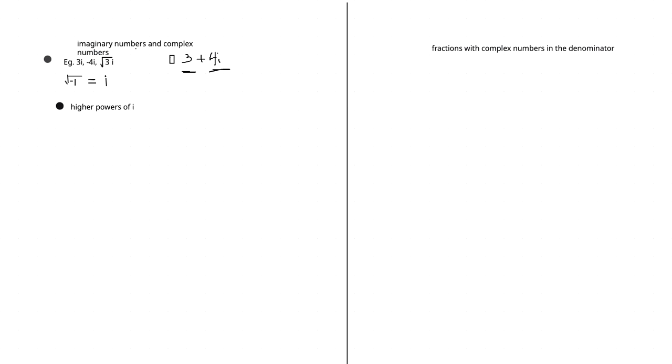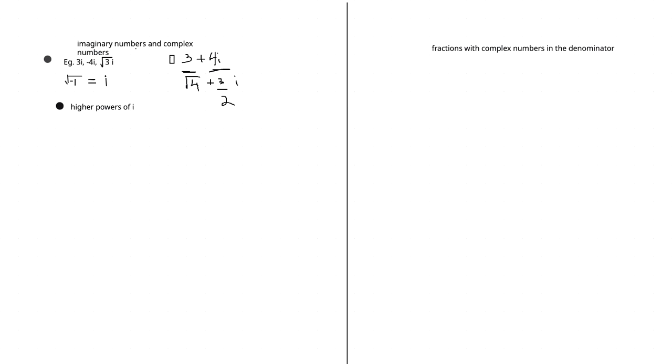So another example would be root of 4 plus 3 over 2i. This is also, sorry, this is also a complex number. So I hope you now understand the difference between an imaginary number and a complex number.